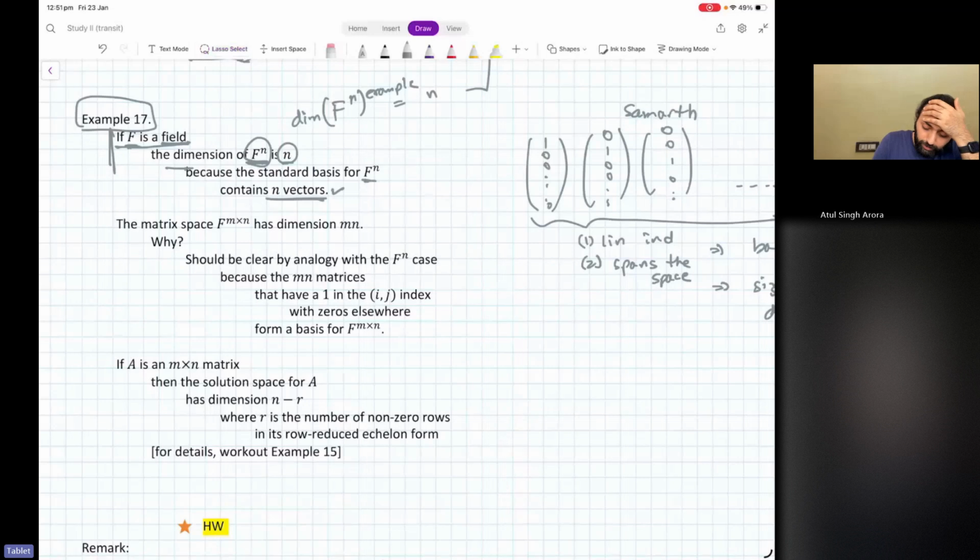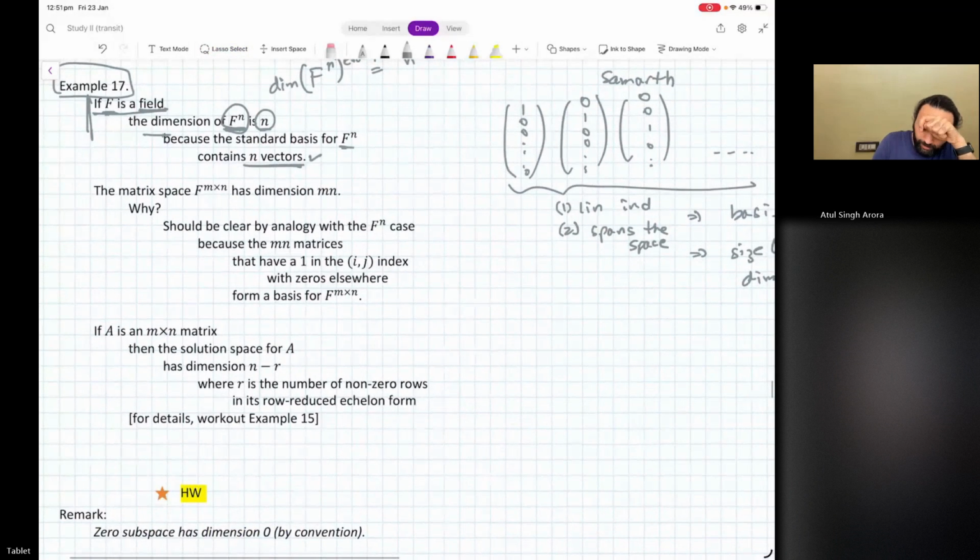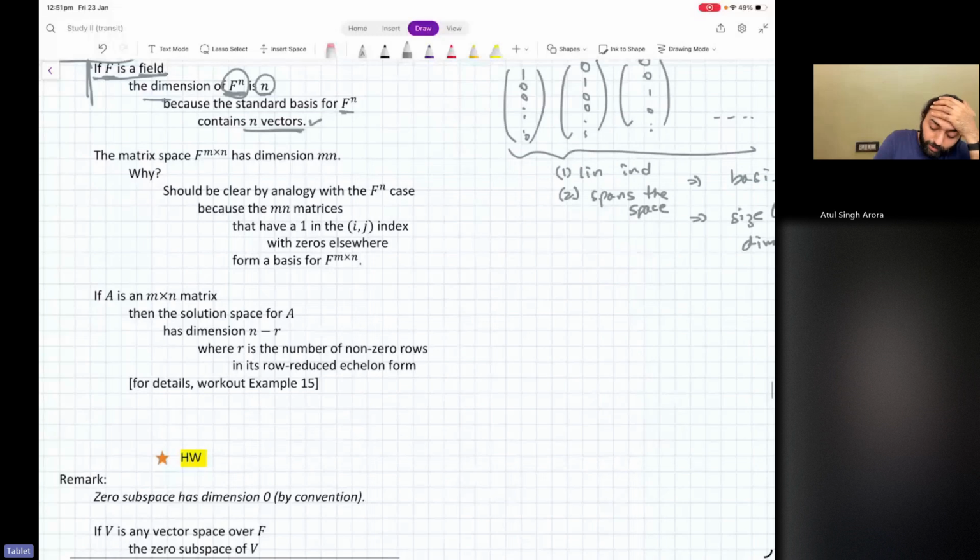Okay. Can we continue, Samarth? Yes, sir. Okay. All right. So then the matrix space F^(m×n) has dimension mn. Do you see this? Yes, sir.